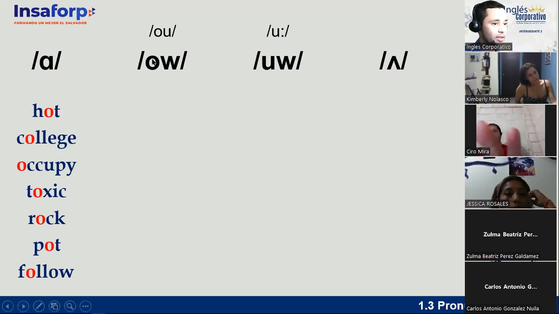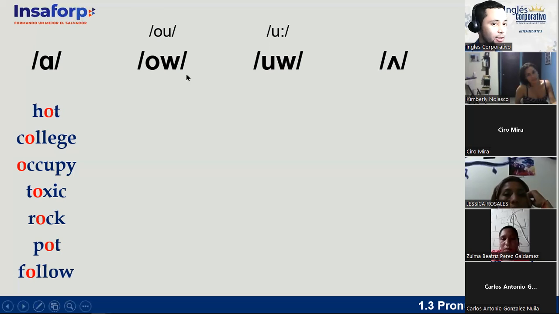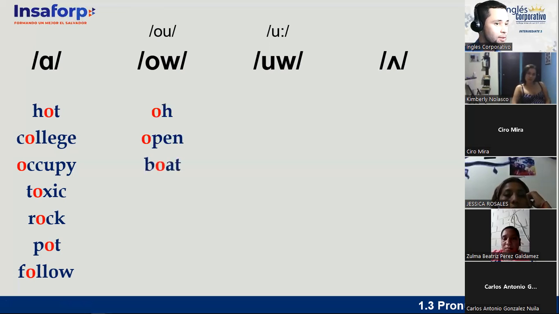We're going for the second sound. The second sound is O. This is the sound O. In some dictionaries, you will find it like this. In some other dictionaries, it will appear like this. But it's the same sound, just different symbols. Now, words that include the sound O in the letter O are, for example, open, boat, soul, home, joke, bone.